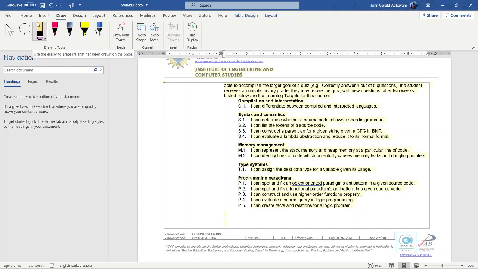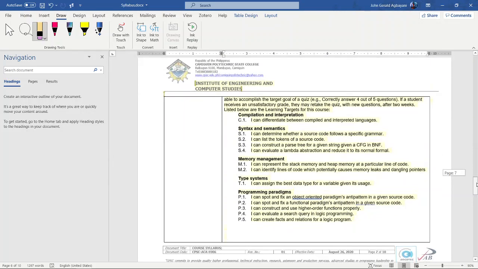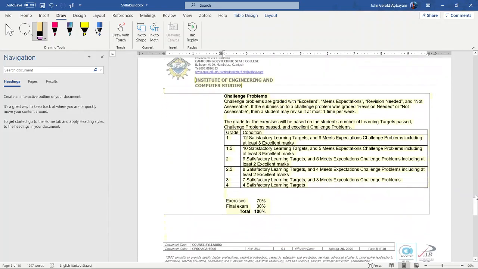So to recap, the learning targets have certain deadlines, but submission is by bulk. And if ever you did not submit or your grade is unsatisfactory, then you can resubmit. You can retake after 2 weeks. I will create a new set of questions which you can retake after 2 weeks. And then I will grade them again. For challenge problems, you can submit your code every week. Just submit as many as you want every week.